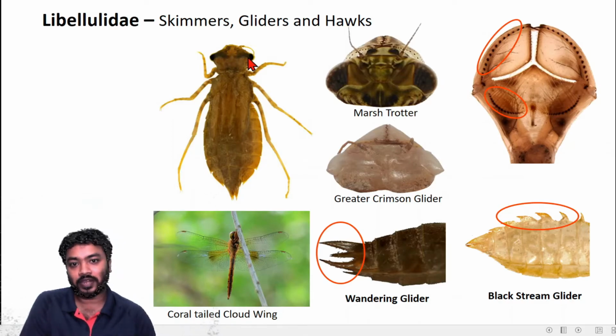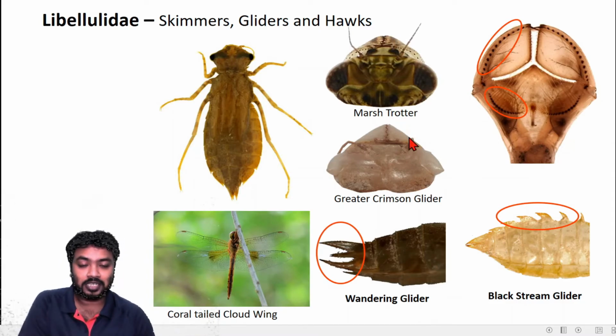The head shape is very important, because see here, this one is Tholymis tillarga, the coral-tailed cloudwing. The head is diamond shaped and the eyes are very small, but see here the eyes are quite big. Here the eyes are pointed. So just by looking at the eye shape we can identify the species.